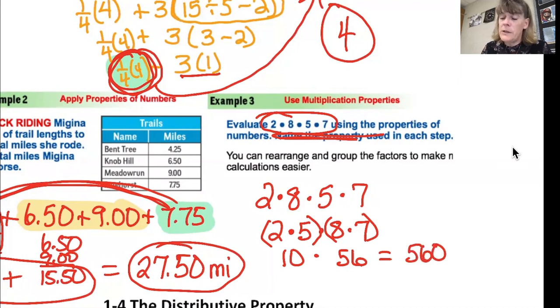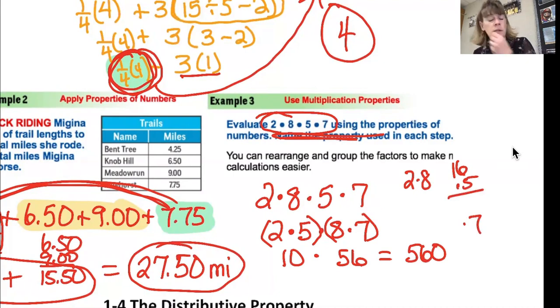So that's a lot easier than taking 2 times 8, which is 16, then multiplying by 5, and then multiplying that by 7. I think there's an easier way to do this. So that's what that is all about.